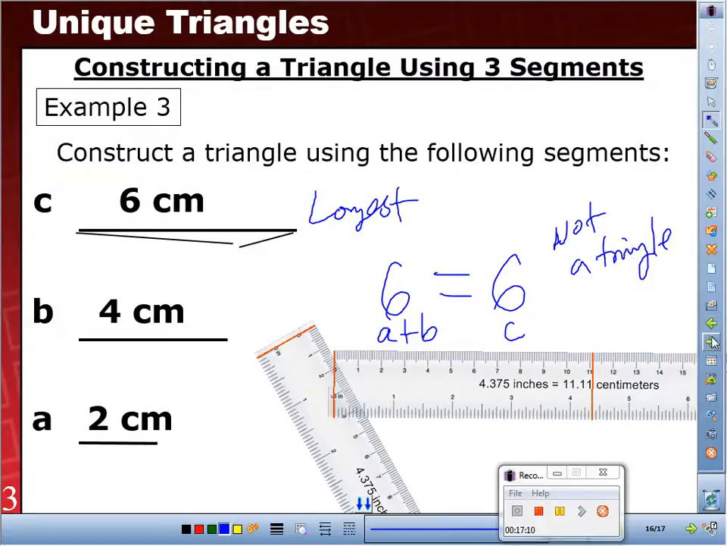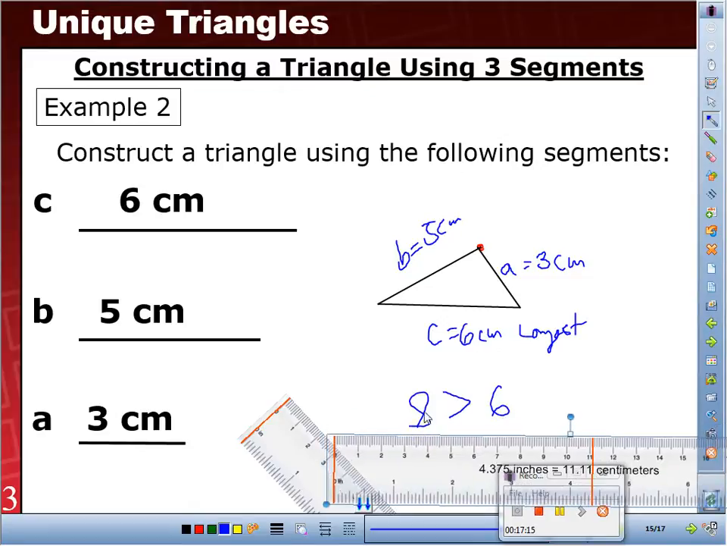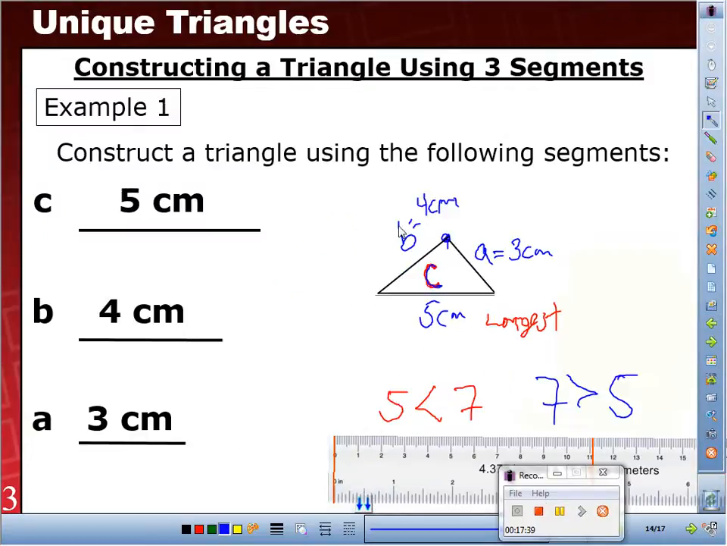Let's go to example 2. On example 2, what do we notice? What is A plus B? That is 8. A plus B was greater than C, and this one was a triangle. And this is what we call a unique triangle. Or unique triangle. So, here we go. Now let's go to example 1. What was A plus B? That was 7. A plus B, and what was C? So therefore, this was a unique triangle.